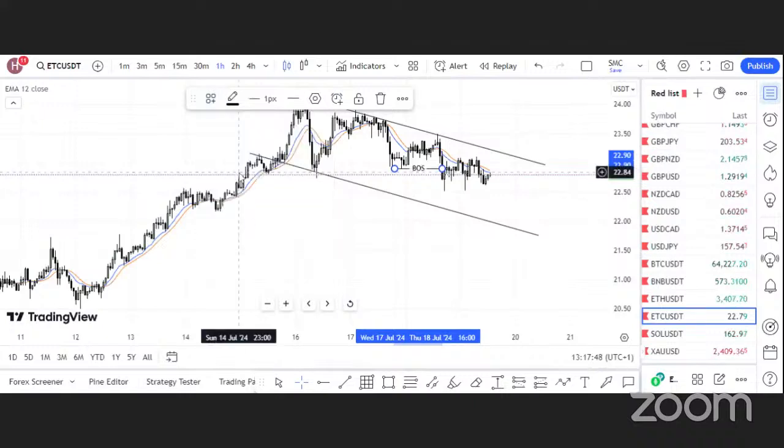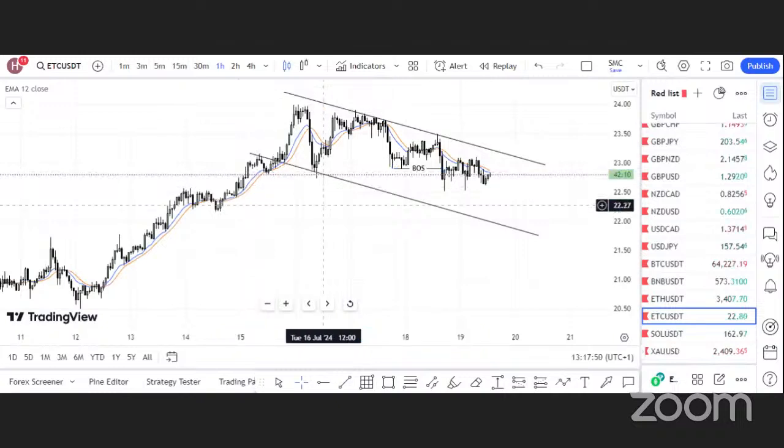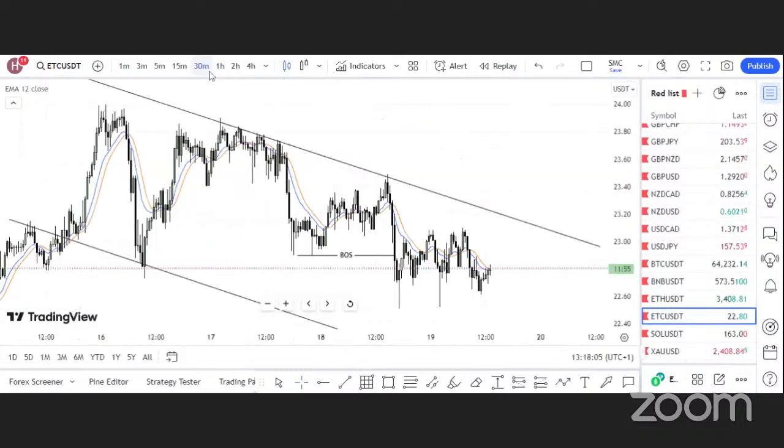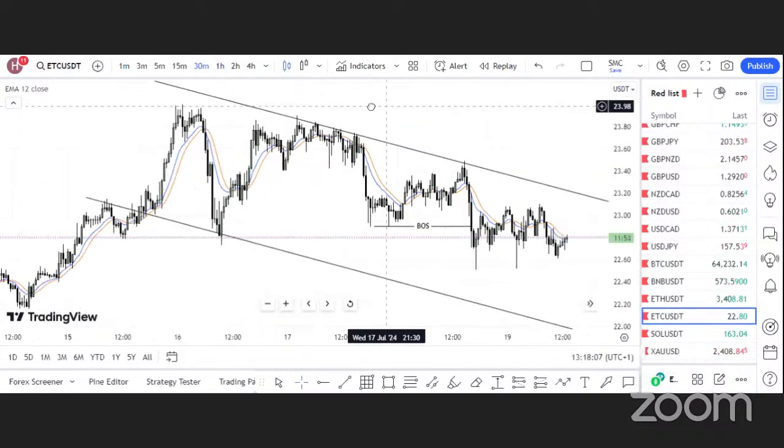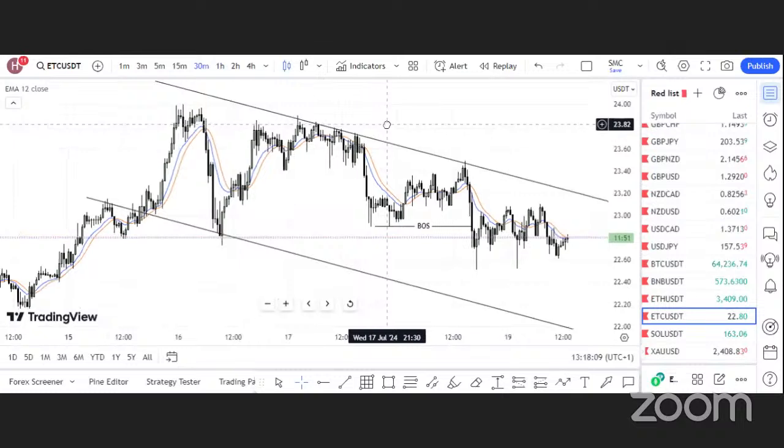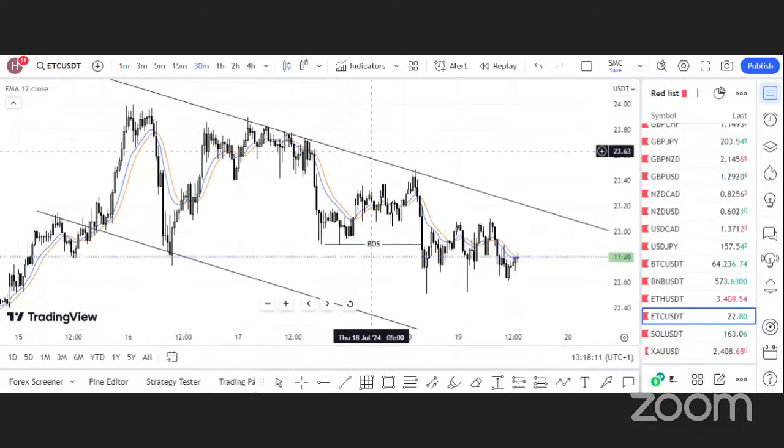All right, so we have a break of structure. Okay, we have a break of structure here, and this kind of looks like the market is about to make a bearish move. All right, so let's go to the lower time frame. Okay, we are currently on 30 minutes time frame. So on the 30 minutes time frame, we have this move.